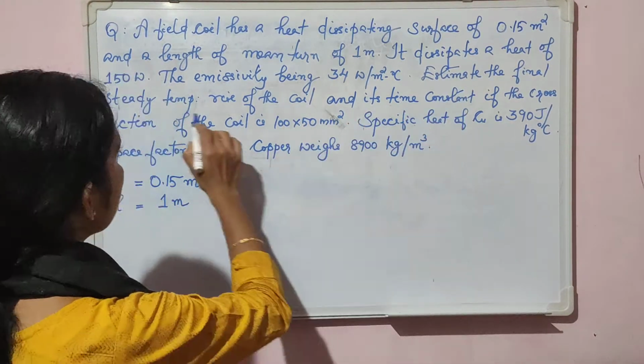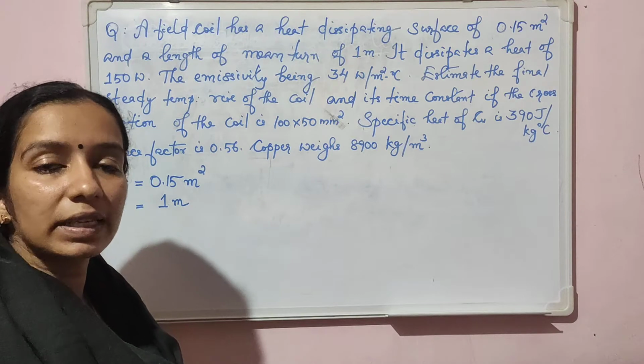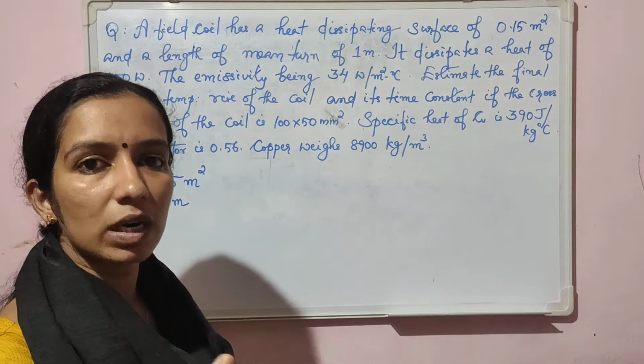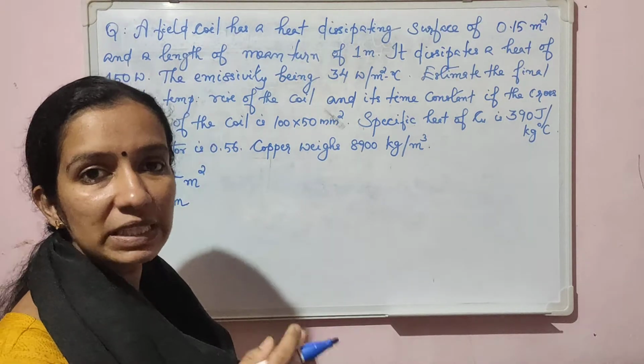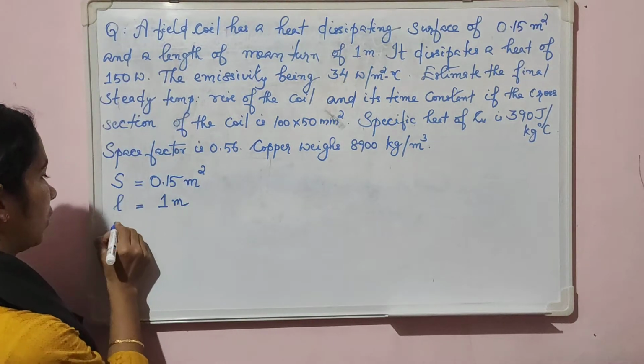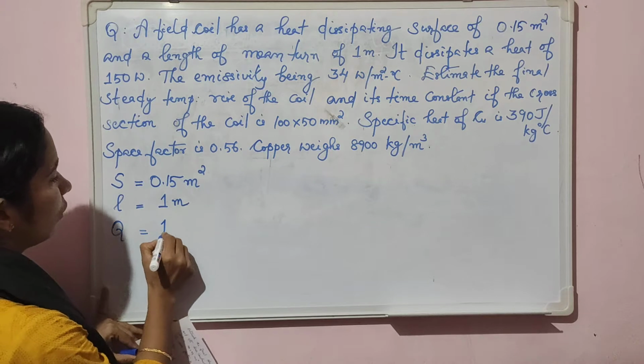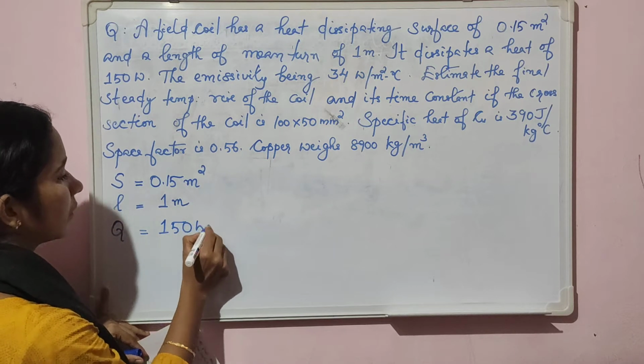It dissipates a heat of 150 watt. The heat dissipated is 150 watt. Heat dissipated is given in watts. That means it is the power loss Q. So Q is equal to 150 watts.